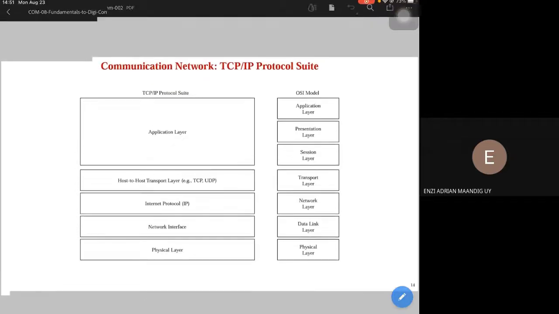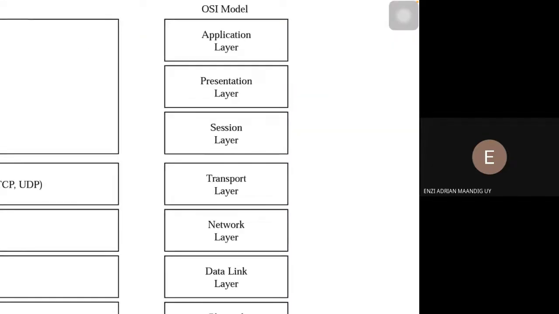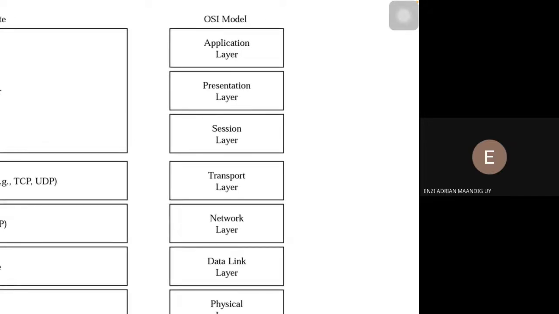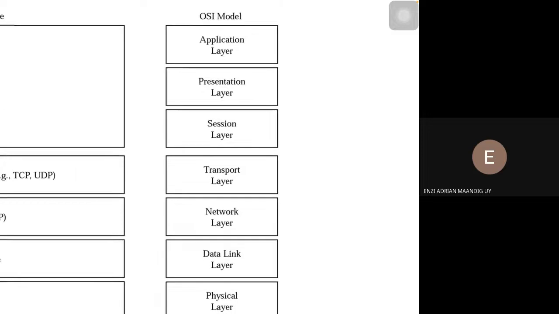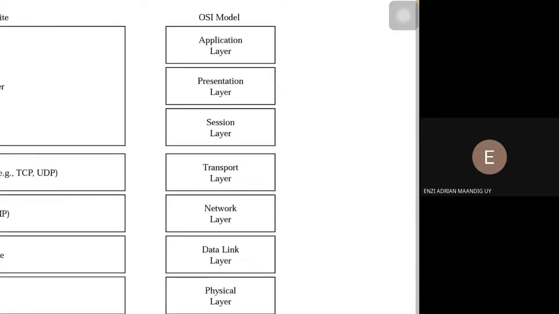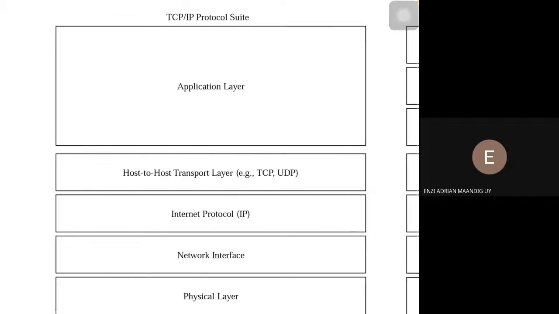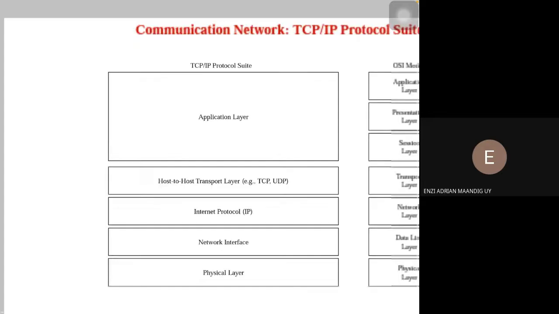So the first one is a reference. The OSI model is just a reference. It is not perfectly implemented in our implementation today. The implementation has only five layers: application, transport, internet protocol, network, and physical layer.